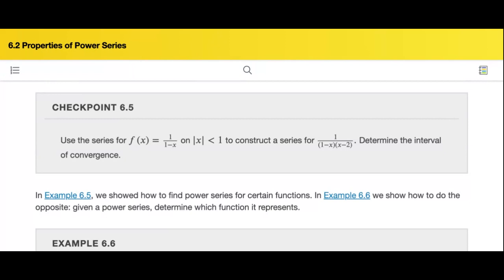Should we do this one together? Okay, let's do this one together. It'll be a good review for partial fractions also. So we need to remember how to do partial fractions.